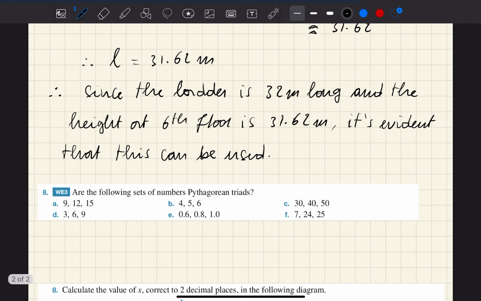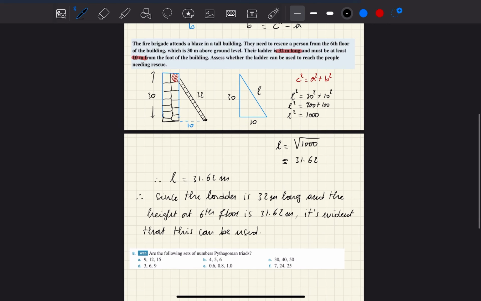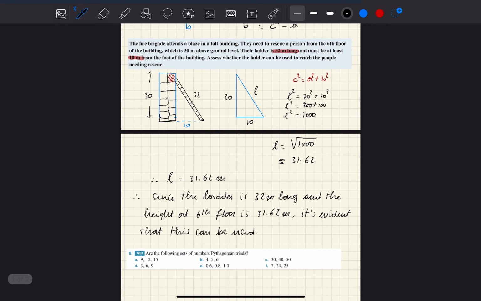So that's how the Pythagorean theorem works. You can see how important it is, from a very applicable word problem. We sketch a diagram, and from the diagram we get our triangle. After that, I write down the formula, substitute the values, evaluate, and solve for L, which is just a letter, and then you get 31.62.